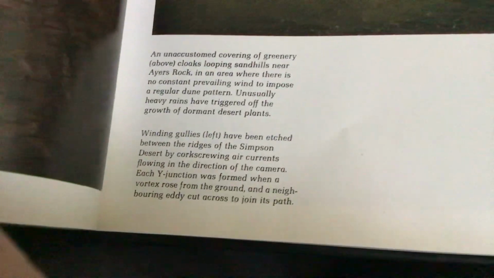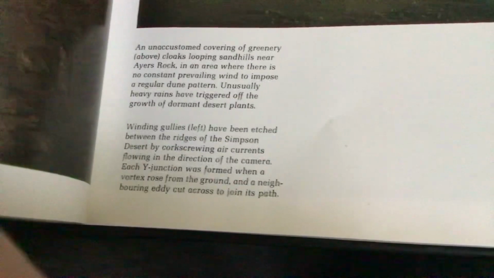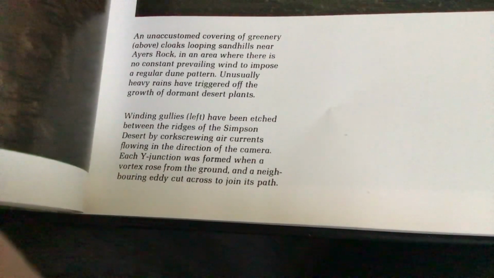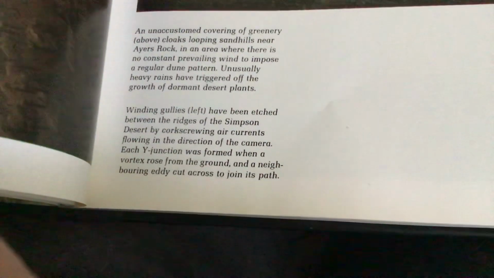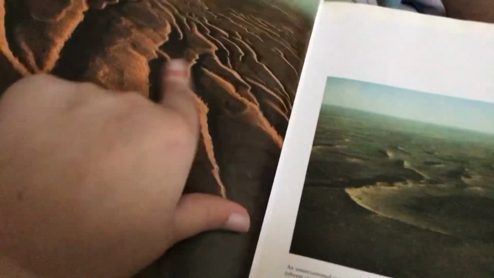Winding gullies, left, have been etched between the ridges of the Simpson Desert by corkscrewing air currents flowing in the direction of the camera. Each Y junction was formed when a vortex rose from the ground and a neighboring eddy cut to join its path. You can look at all the cuts and crevices.